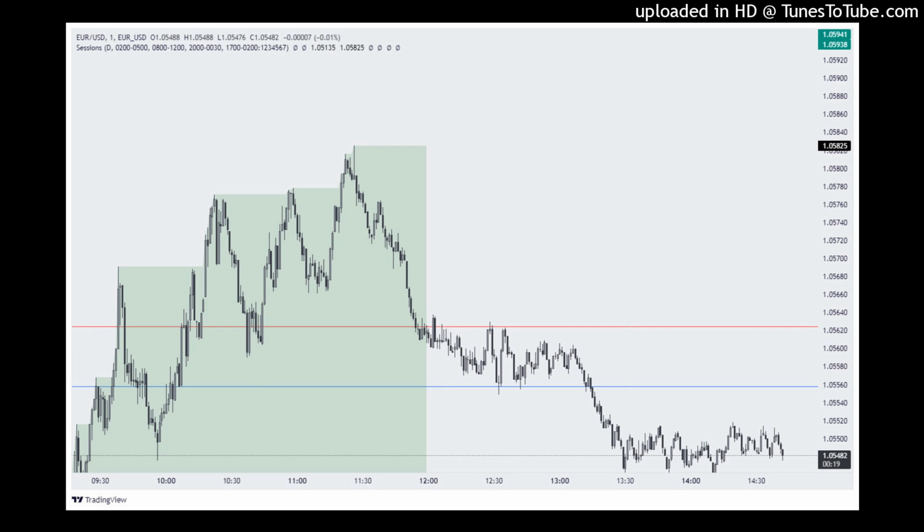Right here, we could take a trade off of this daily fair value gap to continue lower on the dollar as well. Here it can also come into the order block right there. It can also come into that fair value gap that is overlapping with the order block, of course. Can also wait for the weekly fair value gap right there to then continue lower. Now, overall, I mentioned that taking a trade right there is perfectly fine. That's perfectly fine, nothing wrong with it.